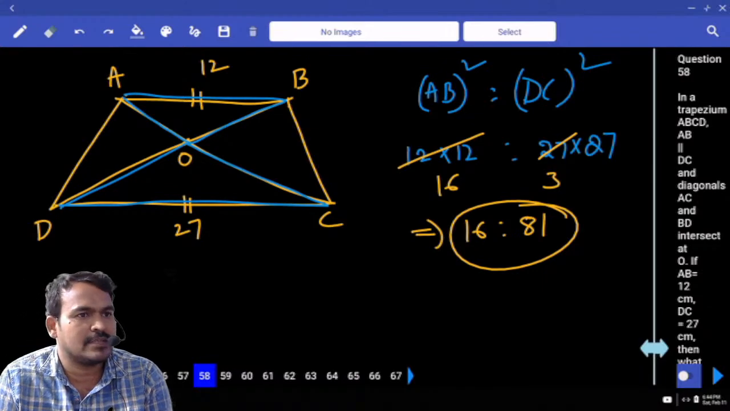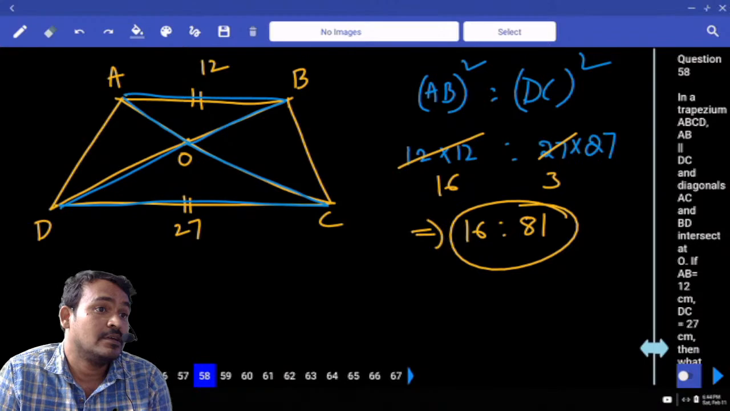Areas ratio is nothing but the side squares ratio, or only the sides ratio? Side squares ratio.